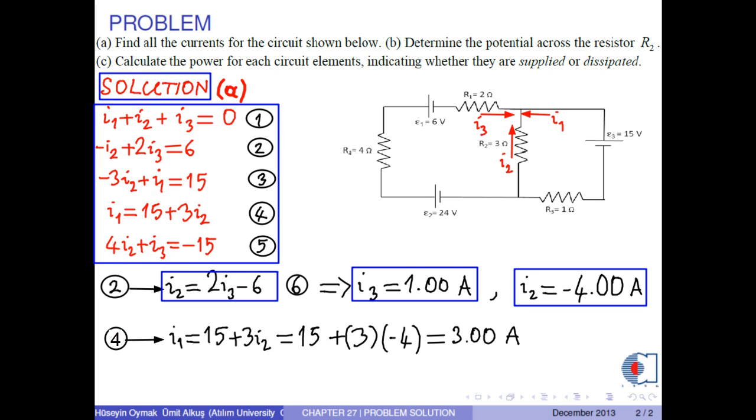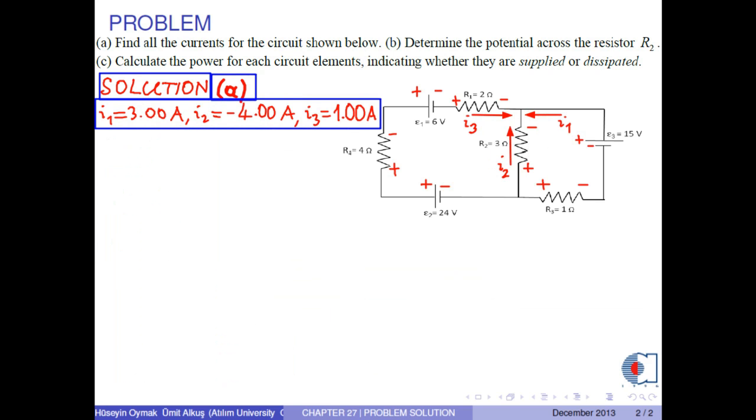If you notice, the negative sign in I2 means that the direction of I2 that we have chosen was wrong. Then the correct direction is its reverse, that is, downward. B. Determine the potential across the resistor R2. To solve the problem, we use 3 ways.